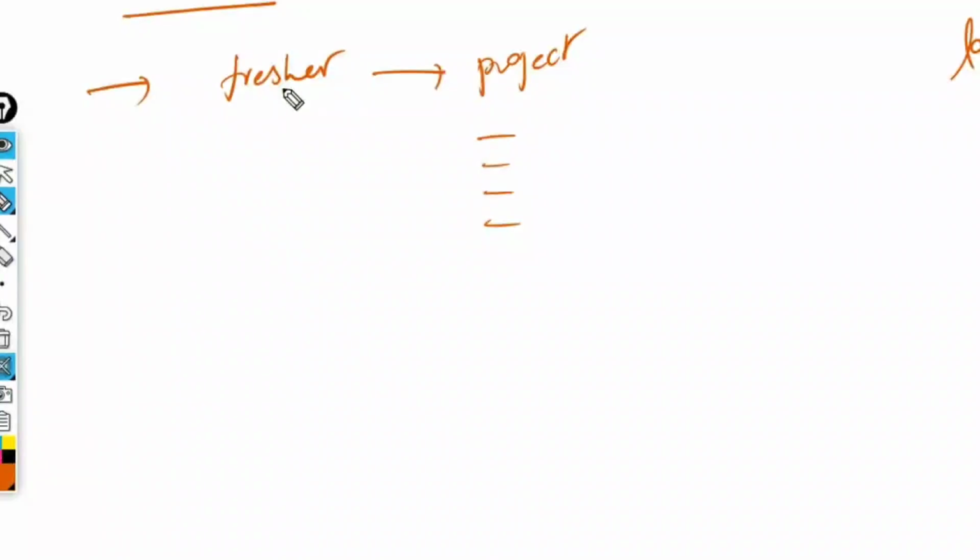Like this, one person, okay. Out of 100, if 90 people are like this only, what is the feeling you will get? The same feeling is got by the industry also. That is the reason they are not selecting the freshers.